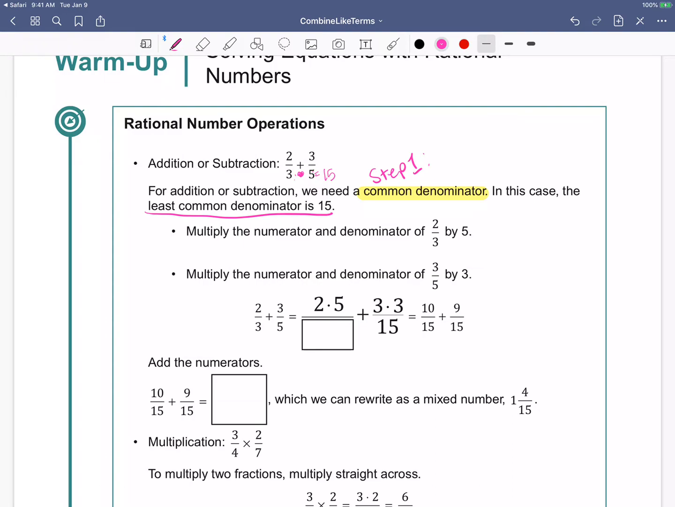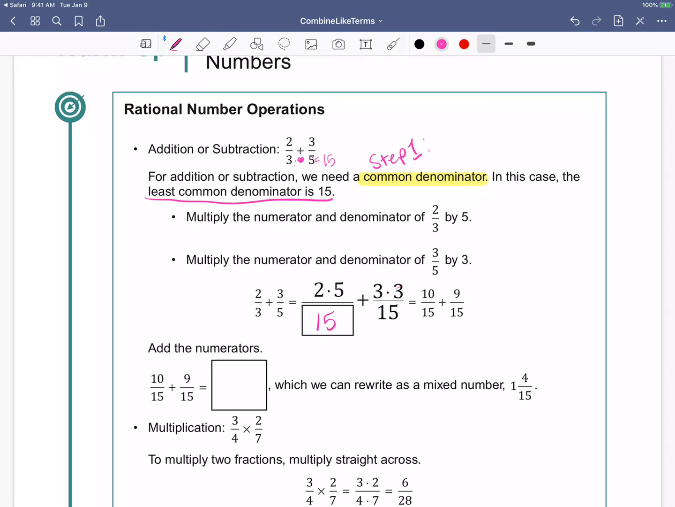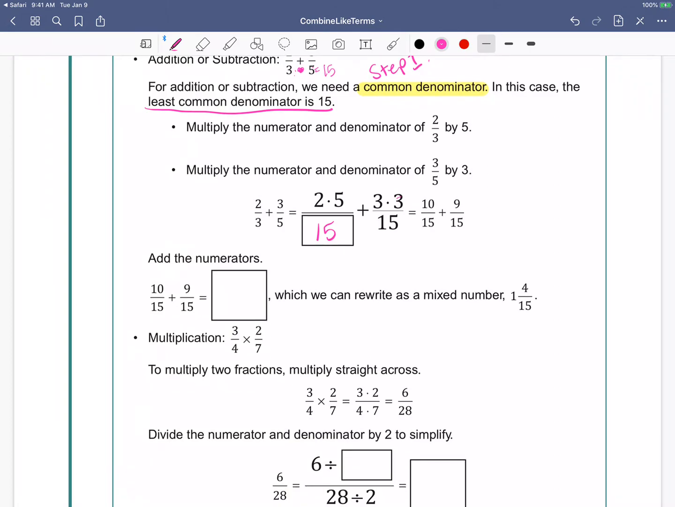Now, if you remember, what you do to the top, you do to the bottom. So multiply the numerator and denominator by 5. And then for the second one, you have to multiply it by 3. So that's 2 times 5 and 3 times 5, plus 3 times 3, and we'll write it as 15, so we can stay consistent with what they filled in. 2 times 5 is 10, 3 times 3 is 9, and then I'm just going to add them. 10 plus 9 is going to be 19 over 15.